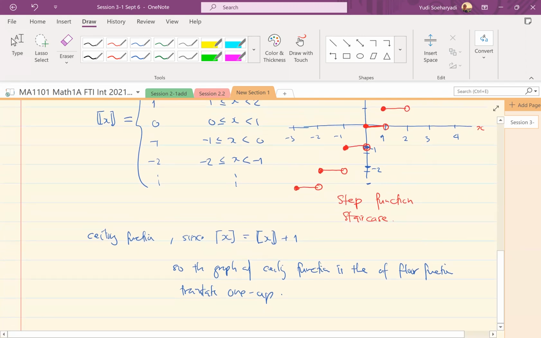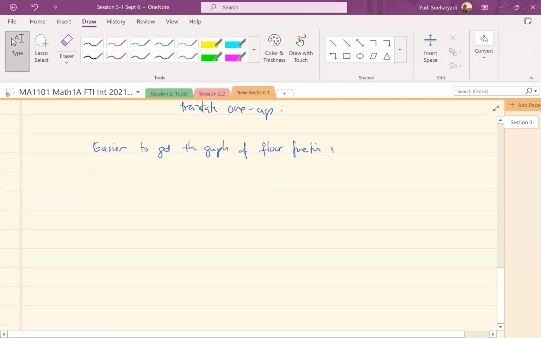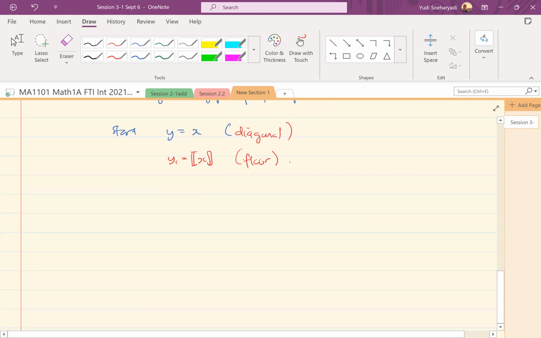Let's see. There is an easier way to get the graph of the floor function. How to do this one? Start with y equals x. So this is the diagonal. Okay, so let's do this one.